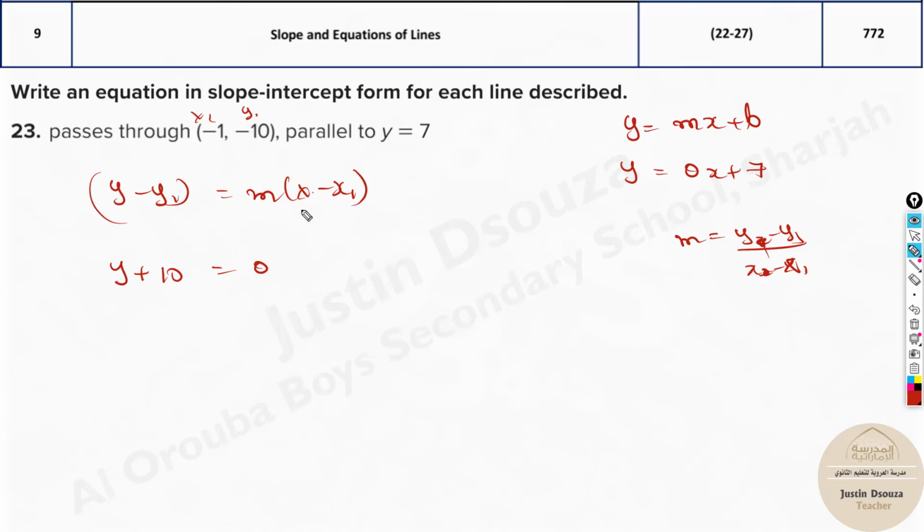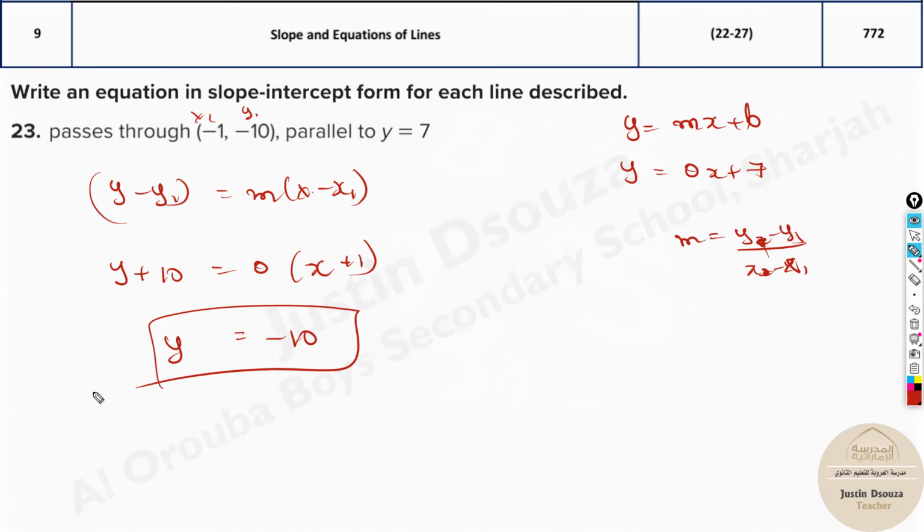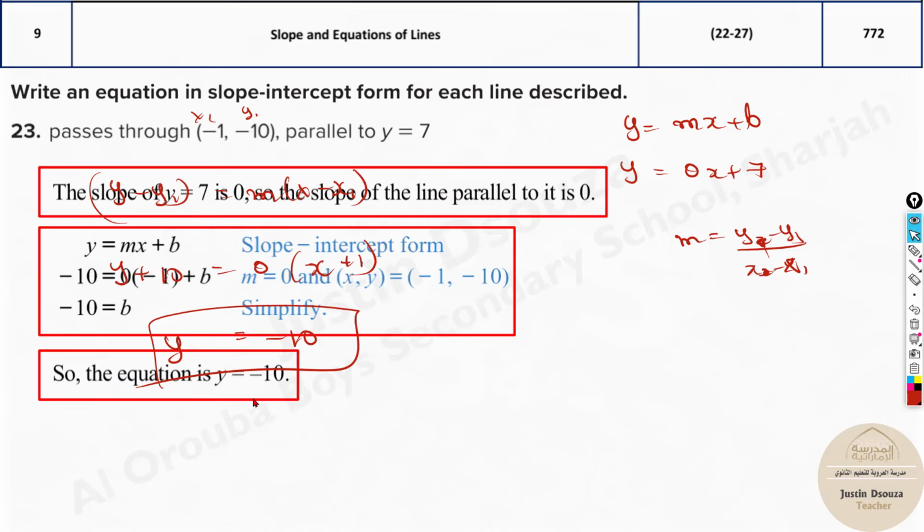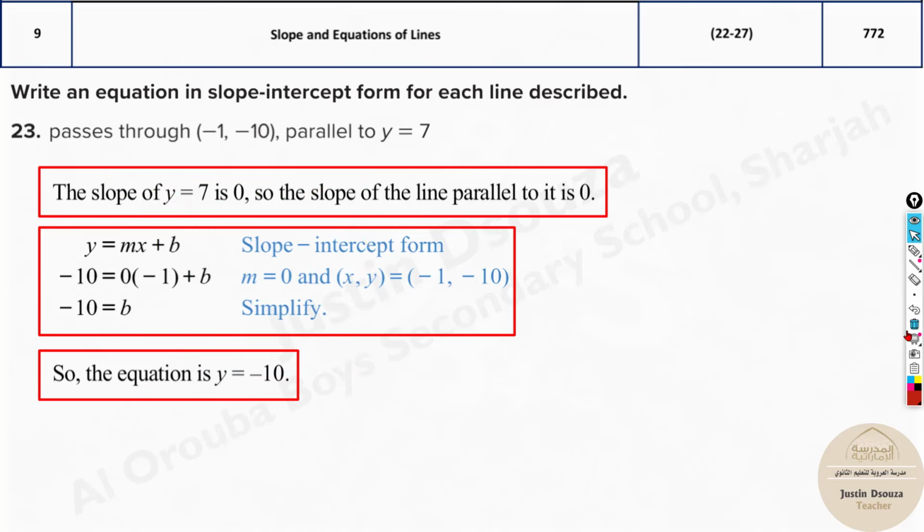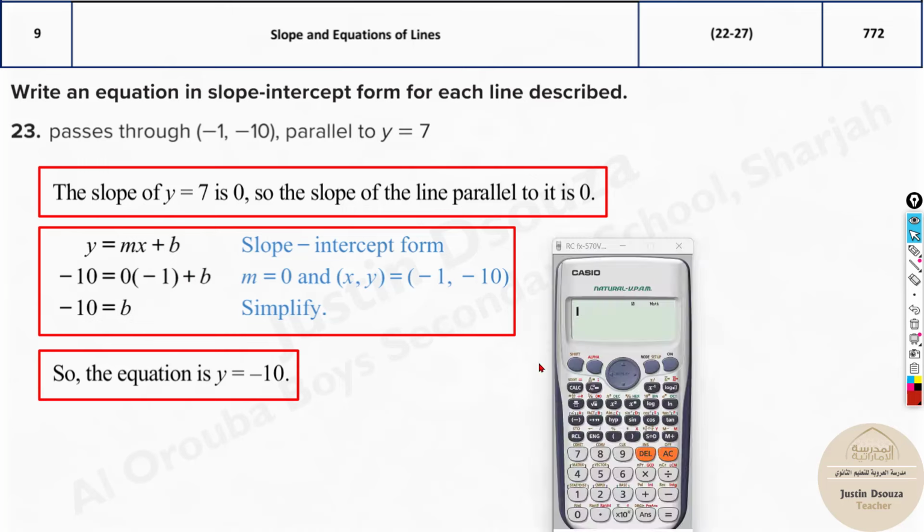So I don't even need to substitute. Even if I substitute, it won't make a difference. Here it is plus 1, but this is all 0. So y will be equal to what? Minus 10. This is the correct answer. So y is equal to minus 10 is the answer. You can see that's the equation. But can you do this in the calculator? The answer is yes, but it is a bit tricky. So that's why I wanted to show you the exact method as well.